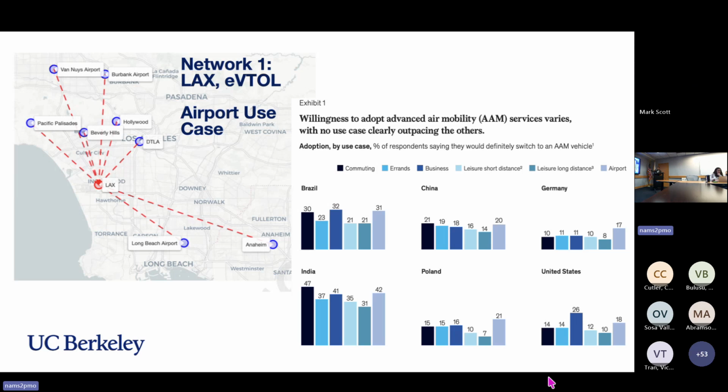This little graphic here talks about the willingness to adopt AEM for particular use cases. And the airport use case is this color here, right? That light blue color, the last bar on the bar graphs. And you can see that the idea of using an air taxi to get to the airport has acceptance. The other thing about the airport market is people are willing to pay a lot of money when they need to fly to the airport. So Uber is able to charge people as much as $5 a mile in many markets, and over $4 a mile in every market that we've looked at.